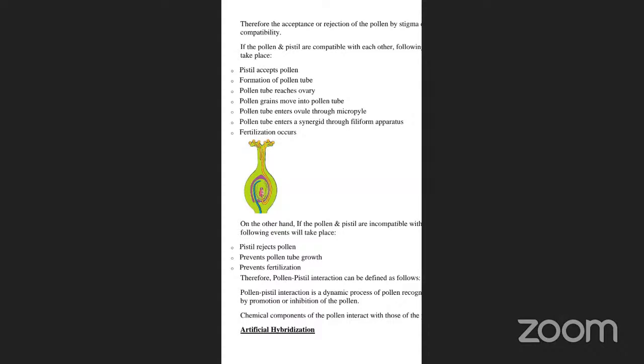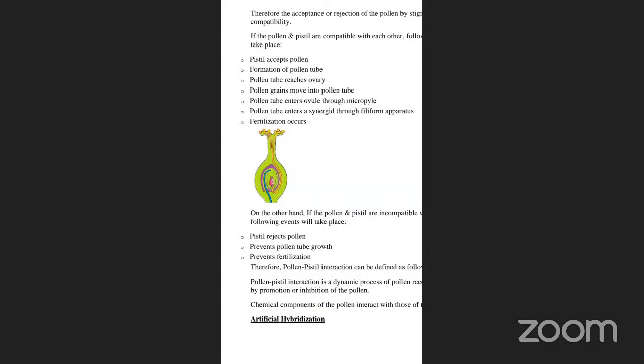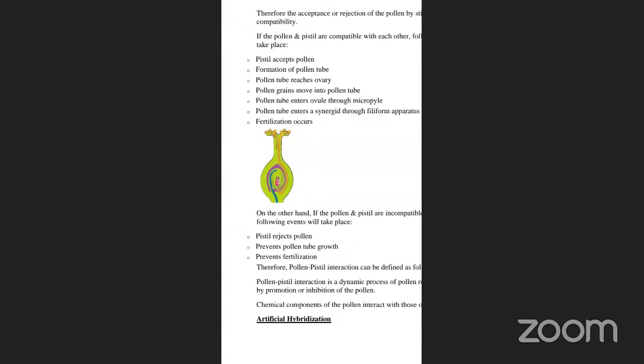If, on the other hand, the pollen and pistil are incompatible with each other, meaning stigma and pollen, the following events will take place. The pistil rejects the pollen and prevents pollen tube growth. If not rejected, pollen tube growth starts. If rejected, pollen tube growth is prevented, and at the same time fertilization is also prevented.